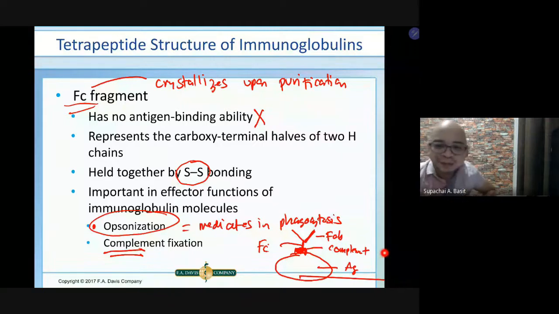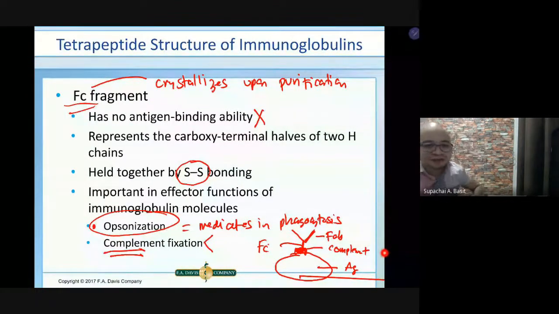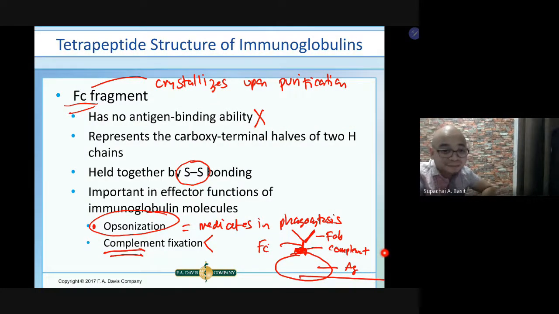However, take note that the FC portion of the immunoglobulin can only bind to two classes of immunoglobulin. So these are IgG and IgM. The fragment crystalline of immunoglobulins can only bind to two classes of immunoglobulin, IgG and IgM.